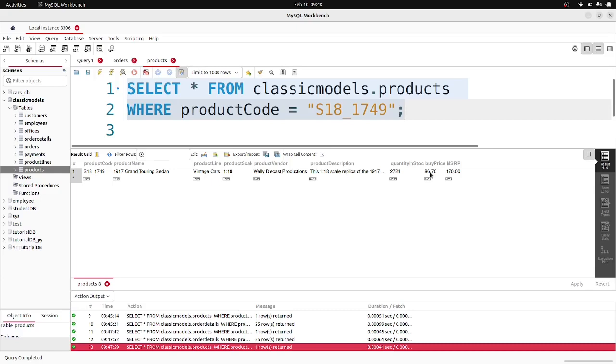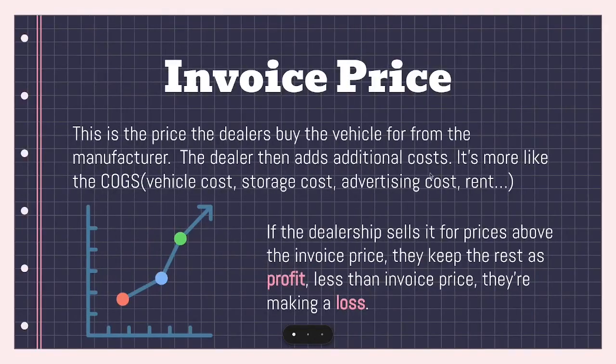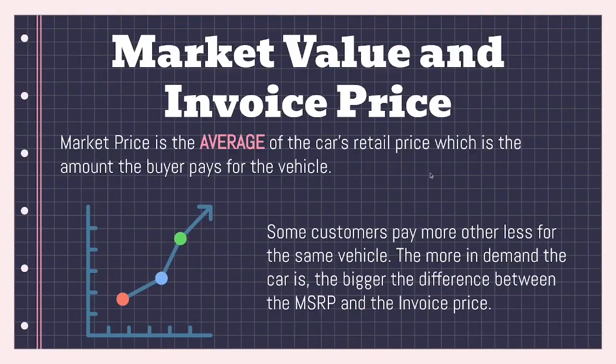Yeah, so that's basically it. If you sell more than the cost of goods sold, we keep the rest as profit. If you sell less than that, you are simply making a loss, right? Okay. So market value and the invoice price.